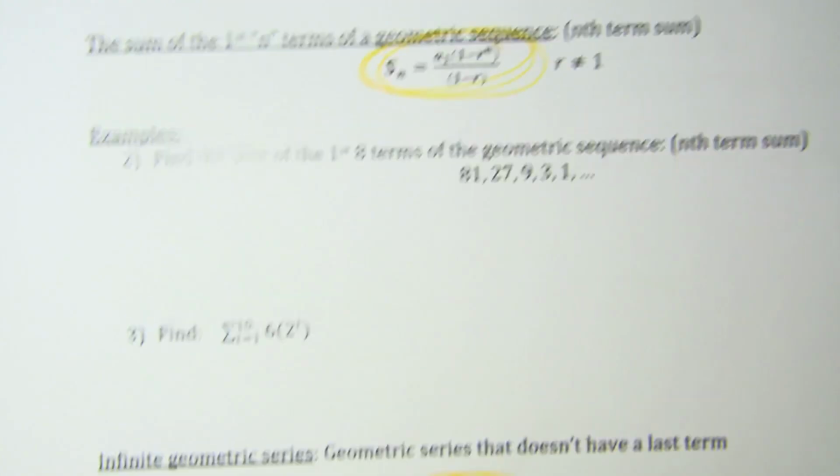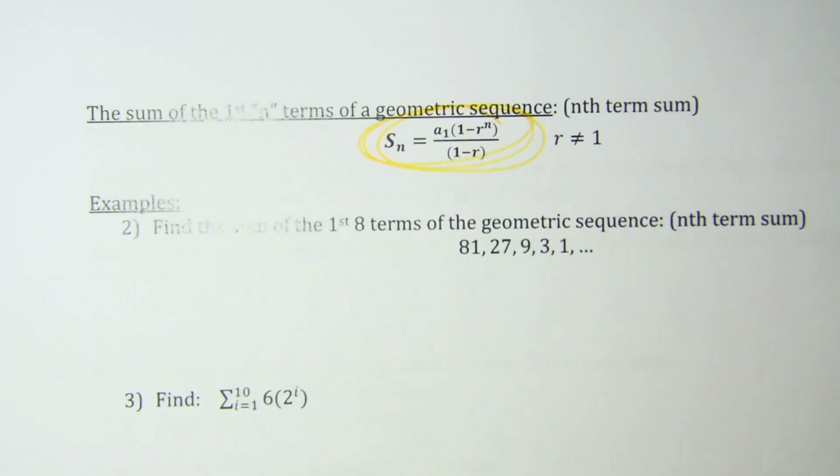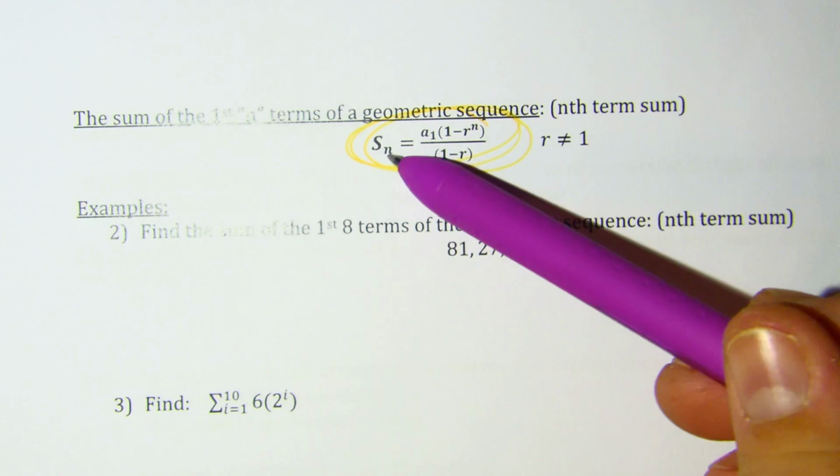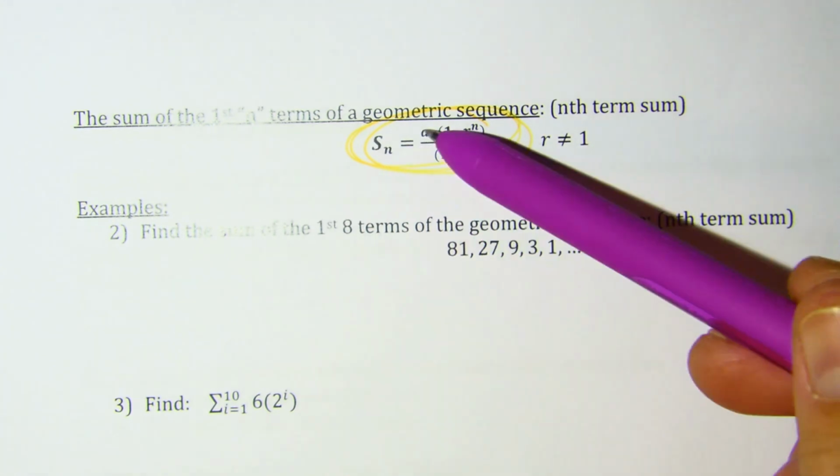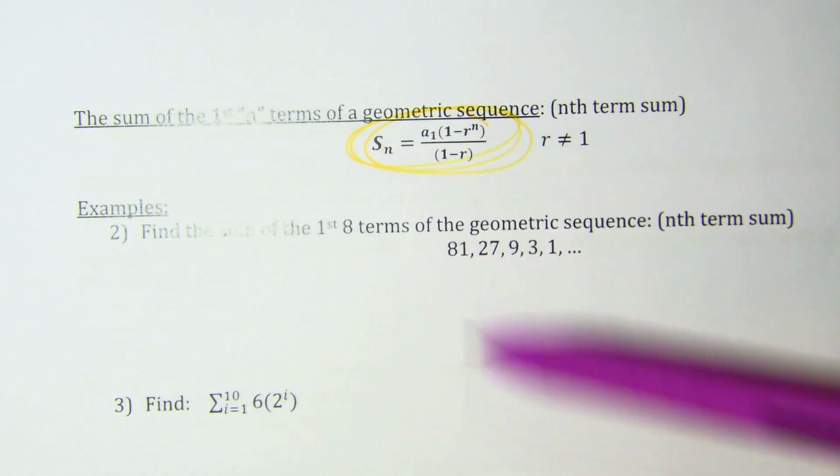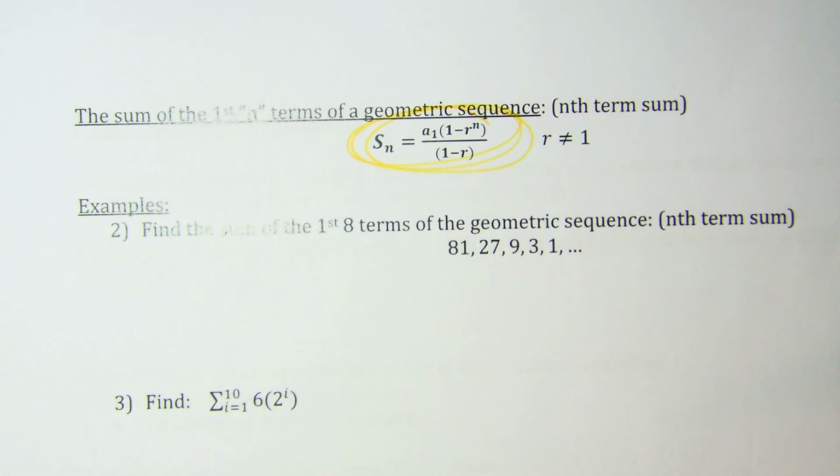All right. So we can also find the sum for a geometric sequence using this formula here. And so if I wanted to find the sum of a certain number of terms, s sub n, I would use a1 times 1 minus r to the nth power over 1 minus r. And we can go ahead and do a couple examples like that.